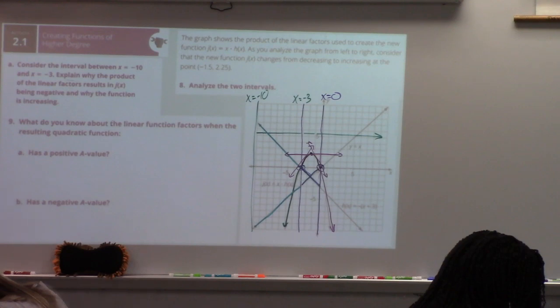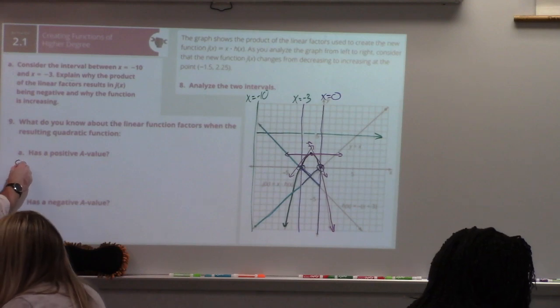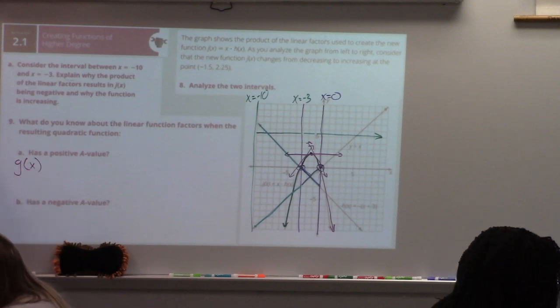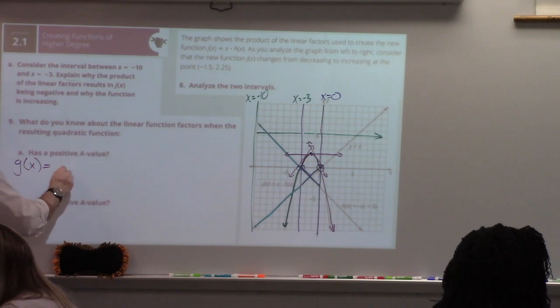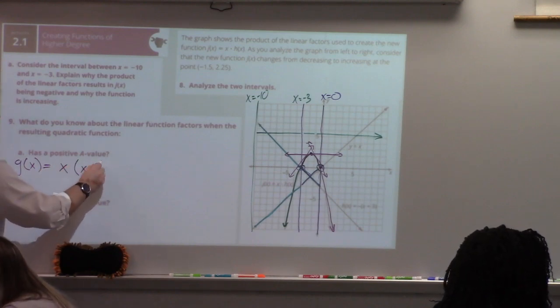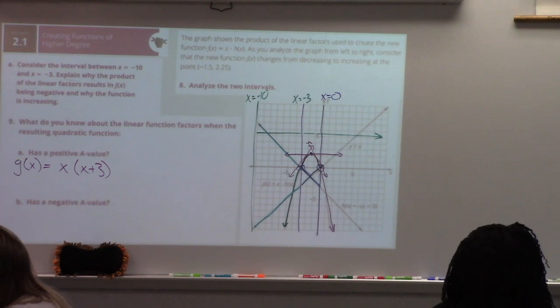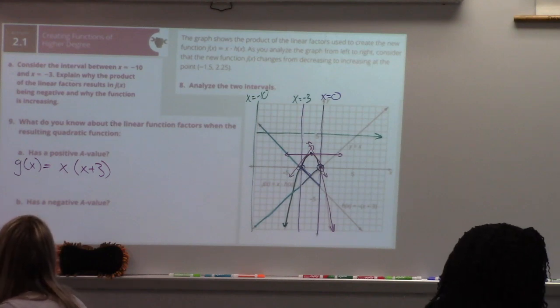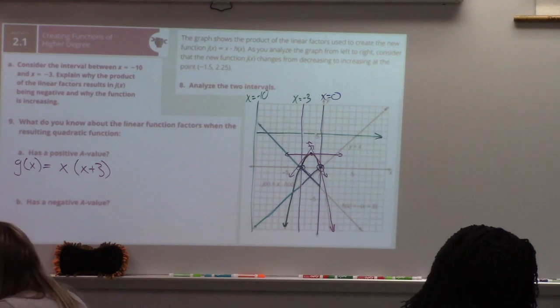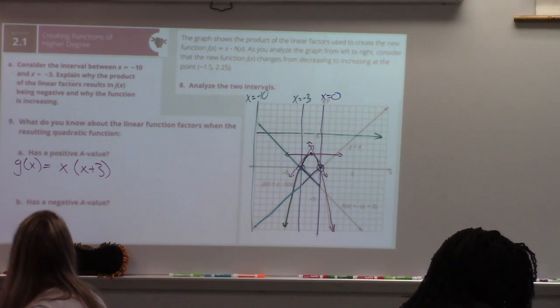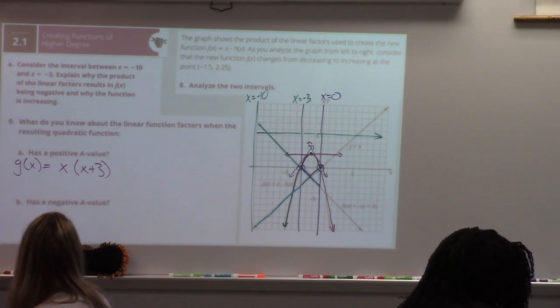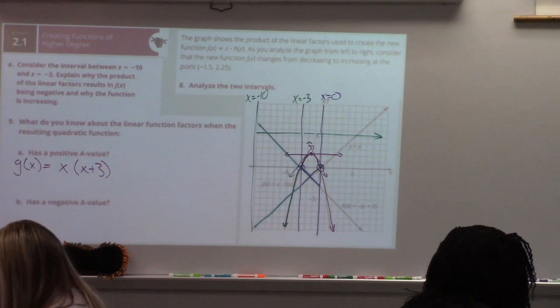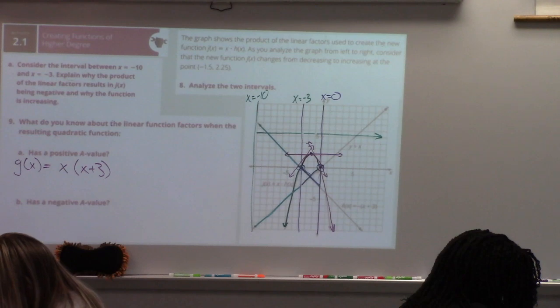So what do you know about the linear function factors when the resulting quadratic function has a positive a value? Well, if you go back and look at g of x from number 4, or numbers 1 through 4, what we had was x times x plus 3, right? Is the a value there positive or negative? Positive, right? Specifically, does anyone know what the a value is? Well, remember the a value determines what the concavity is, but my question is, what is the value of a?